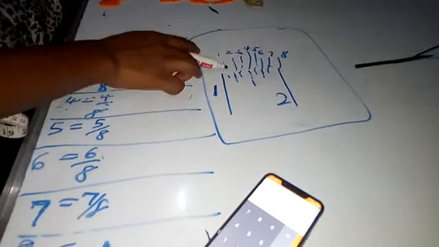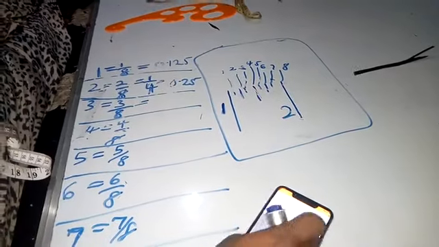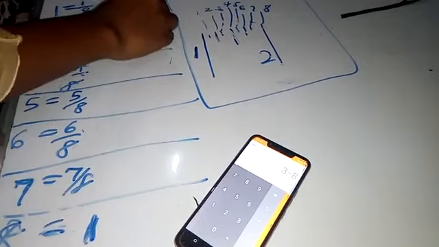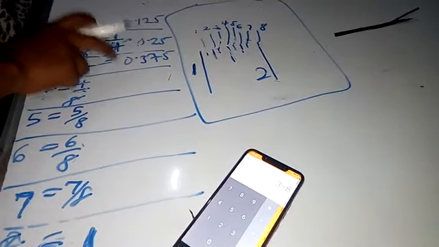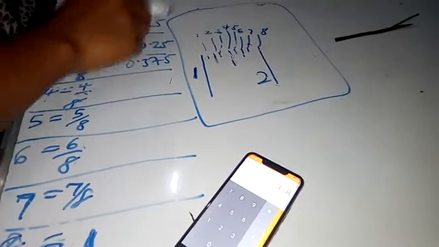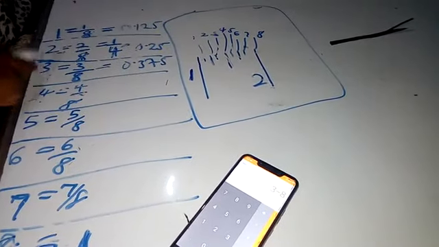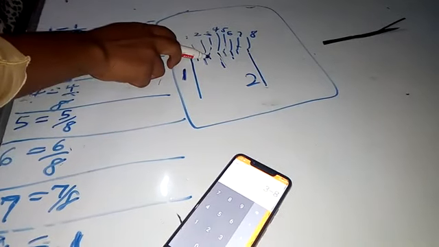The third one is 3 over 8. You just divide 3 by 8, and you get 0.375. So if you see 3 over 8 or 0.375, then they are talking about the third line. 1, 2, 3, this third line here.